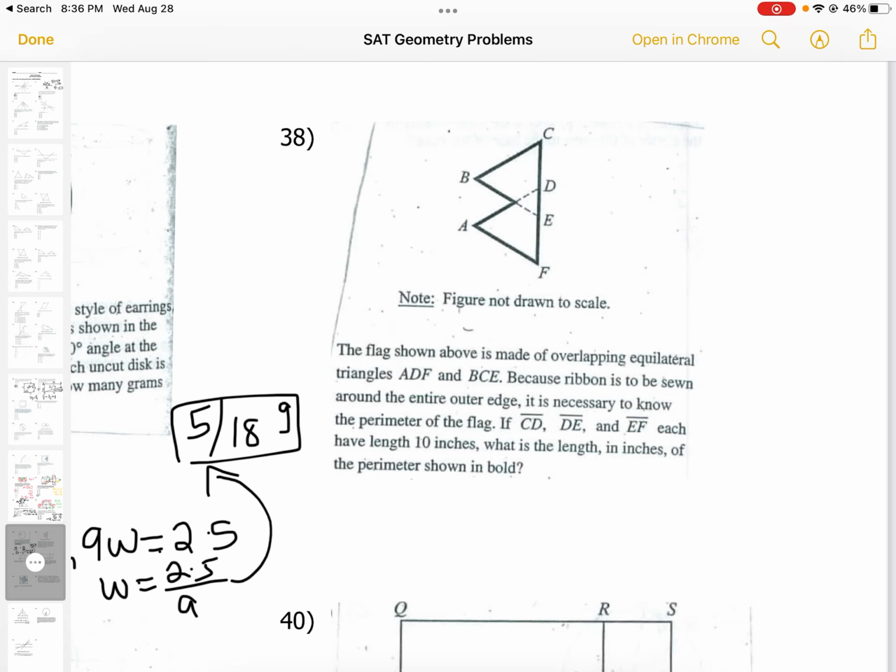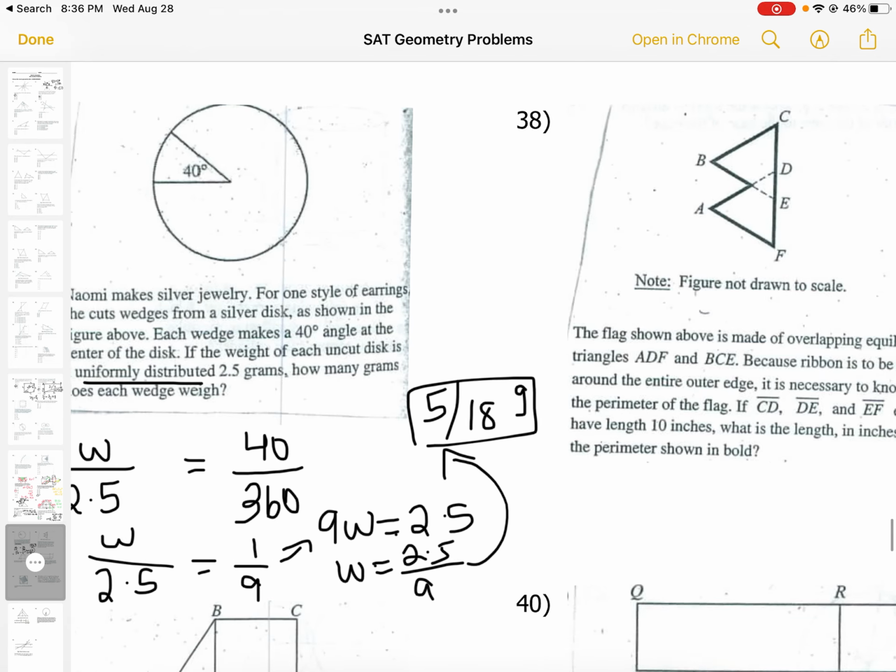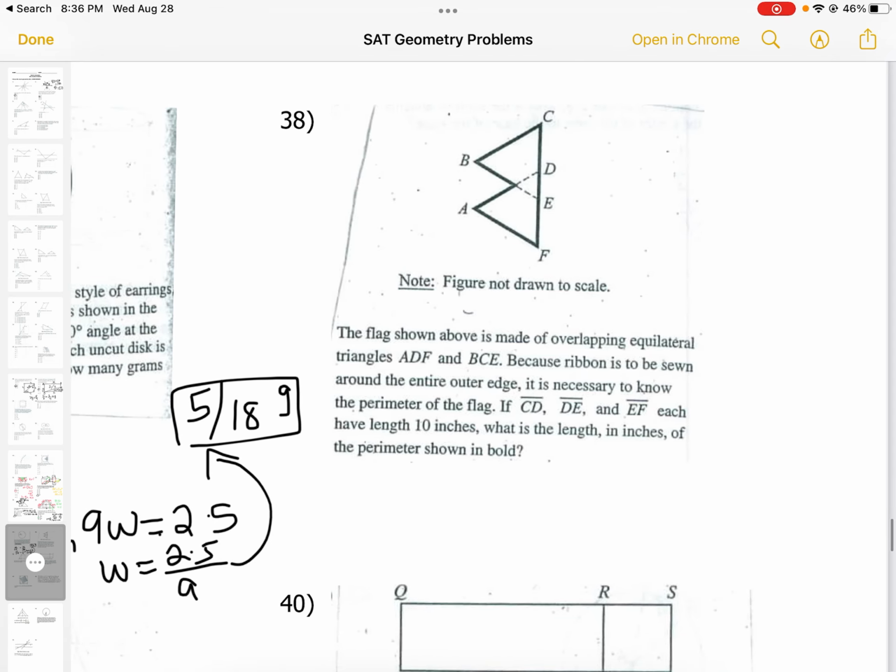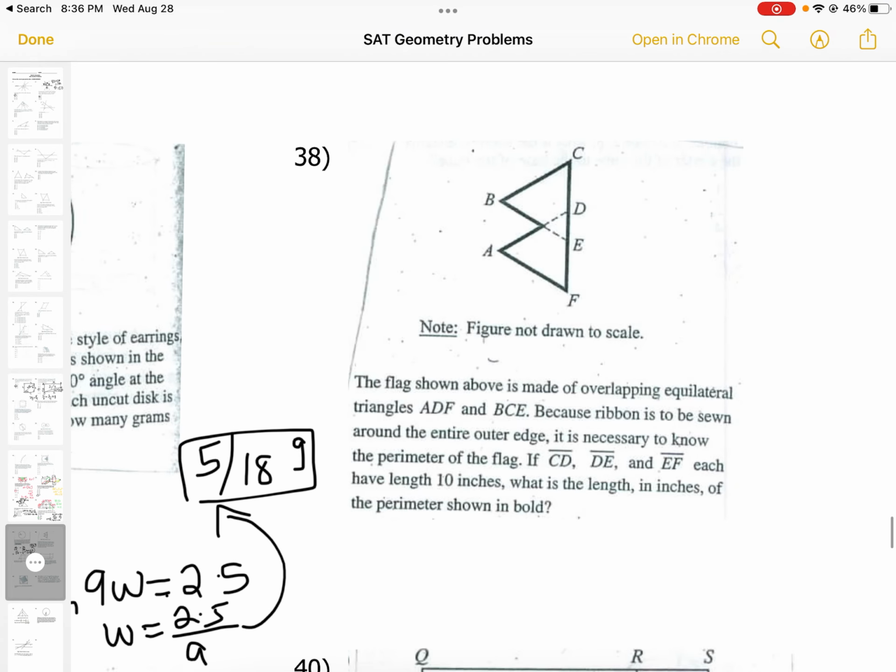Okay, number 38. Let's see. The flag above is made by overlapping equilateral triangles ADF and BCE. Because ribbon is to be sewn around the entire outer edge, it is necessary to know the perimeter of the flag. If CD, DE, and EF each have length 10 inches, what is the length in inches of the perimeter shown in bold?